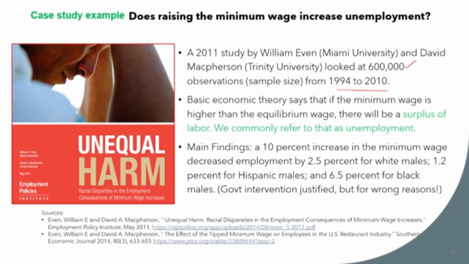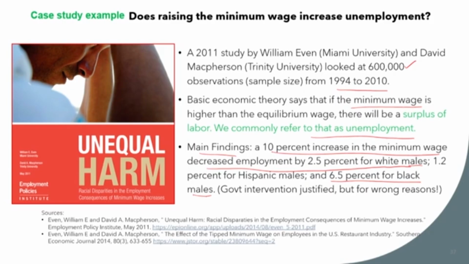But the basic economic theory, the framework that we used just now, says that if the minimum wage is higher than the equilibrium wage, there will be a surplus of labor, and we commonly refer to that as unemployment. So theoretically, if the government sets a minimum wage above the equilibrium wage, it leads to unemployment. The main finding is that the unemployment is not equally spread among all population groups. A 10% increase in the minimum wage decreases employment by 2.5% for white males, 1.2% for Hispanic males, and 6.5% for black males. So government intervention is justified, but for the wrong reason.